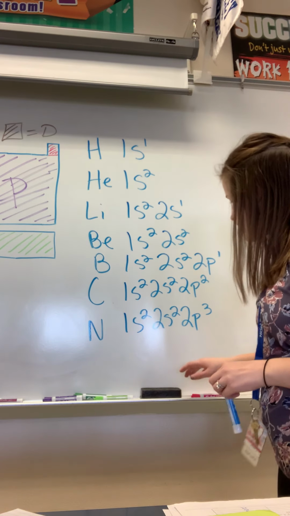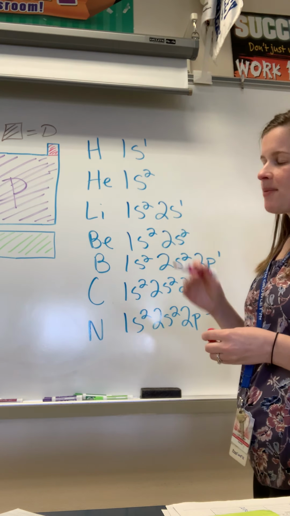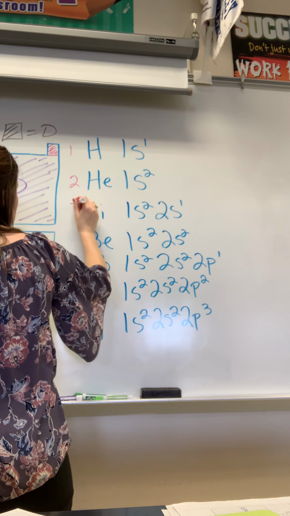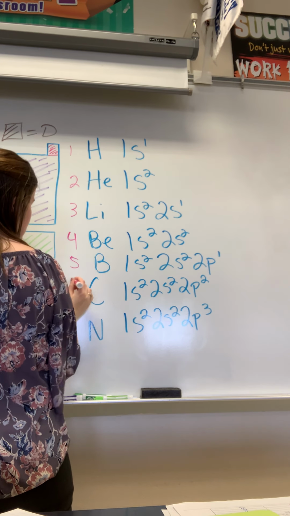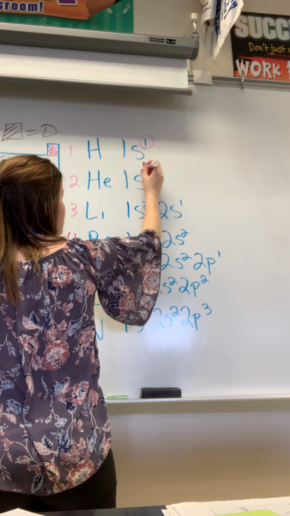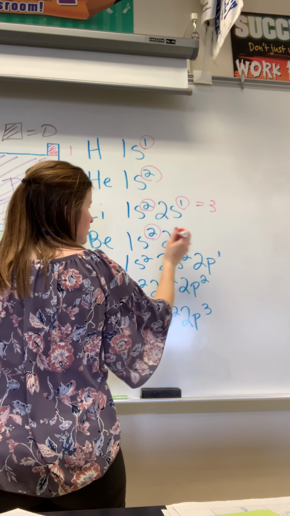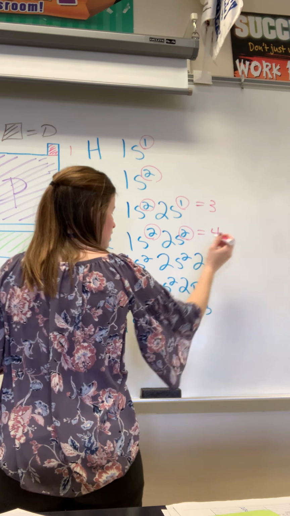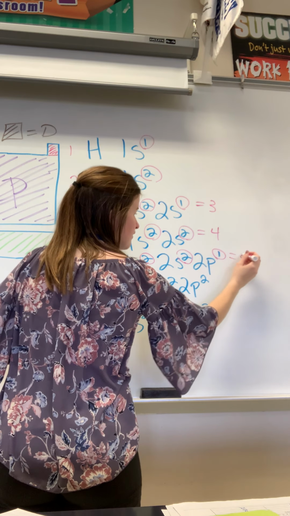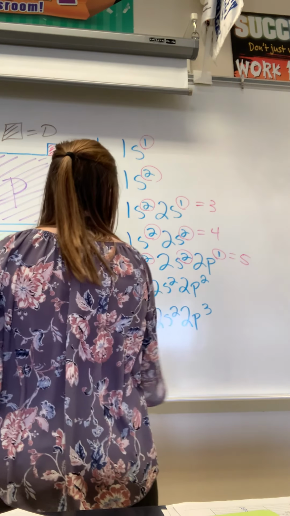Oh, and a side note before we do this, so you can know that you're doing it right: the atomic number of hydrogen is 1. The atomic number of helium is 2, then 3, 4, 5, 6, 7. And guess what? Each time, their electrons add up to what they are. So 2 plus 1 equals 3. 2 plus 2 equals 4. 2 plus 2 plus 1 equals 5, and so on and so forth. So that's kind of your check that you did it right. Okay, so now we're going to do iron.